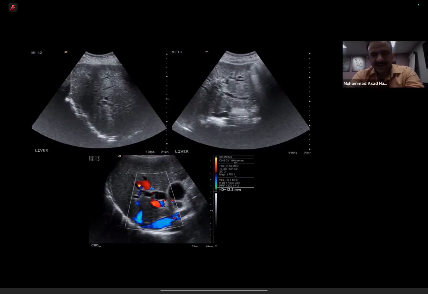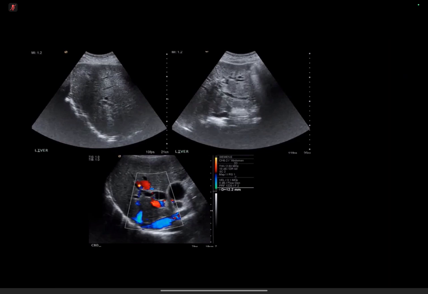It was not very clear what exactly is causing that obstruction. ERCP could not be done because of the previous gastric surgery. So what would you recommend next? We could do a percutaneous transhepatic cholangiography, a PTC.